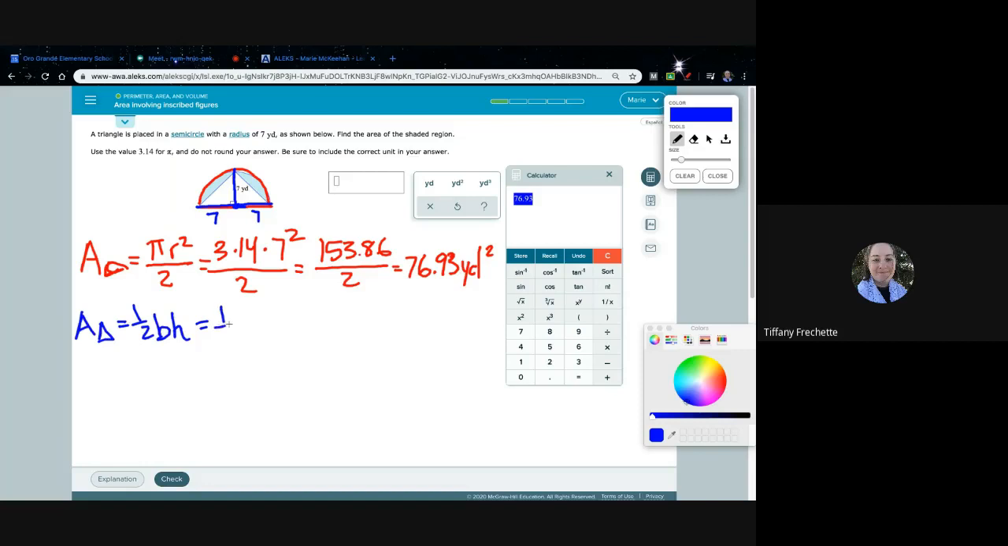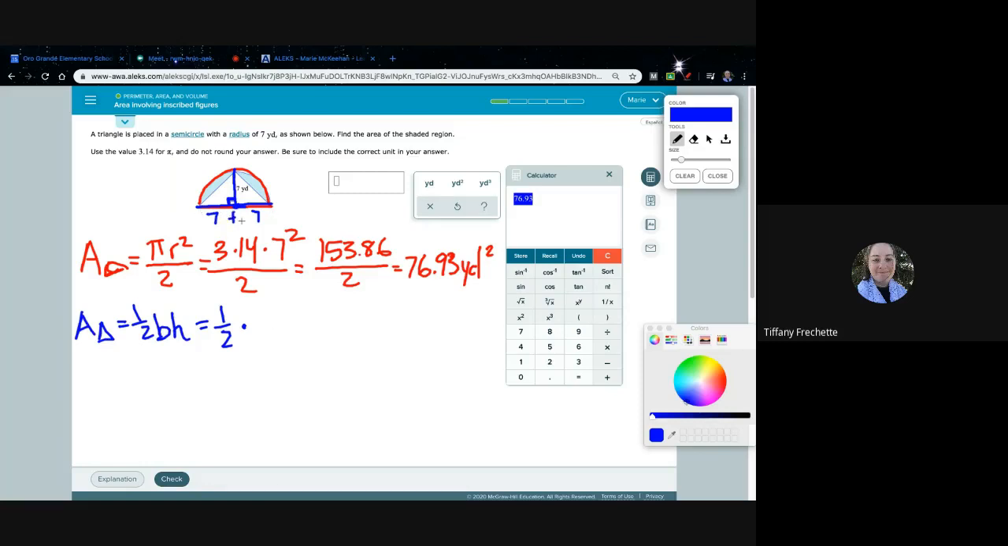So we have 1/2 times, the base is just the bottom of the triangle here. And then the height is going from the vertex down to the base. And it's shown with this right angle mark here. So the base and the height have to be at right angles to each other. They have to be perpendicular. So we have a base. Remember, it's not just 7.